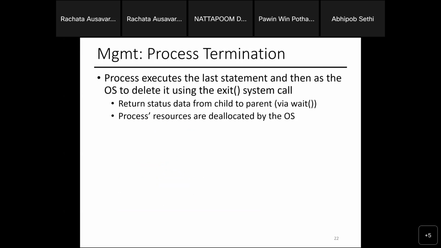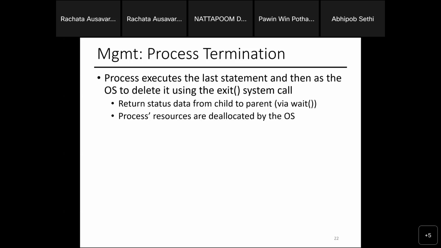The process will execute the last statement as the OS deletes the process. Because when I'm done, the OS comes in and cleans everything up, right? And then I do the exit system call, which returns the exit ID. The wait command will allow me to return the status data. The resources that I allocated so far for my process get deallocated by the OS.